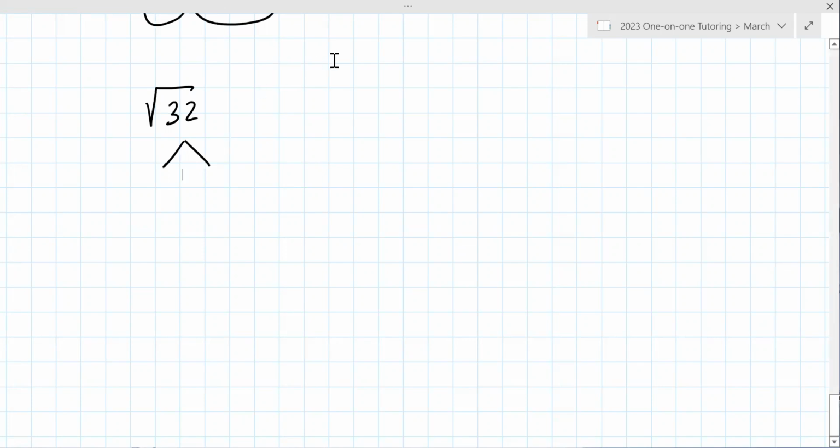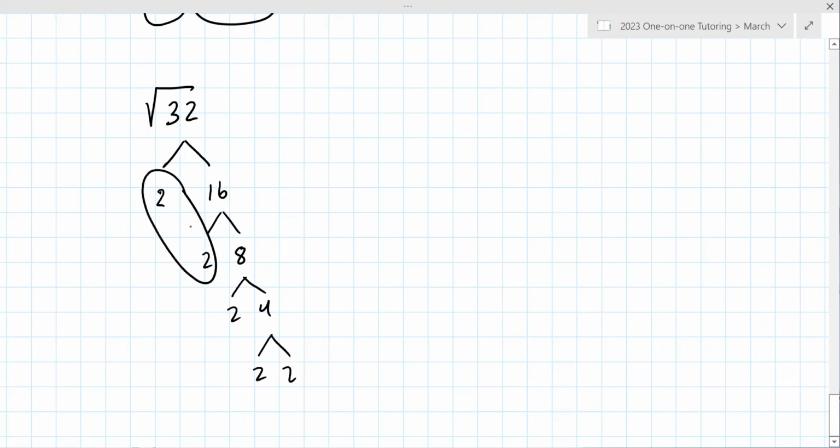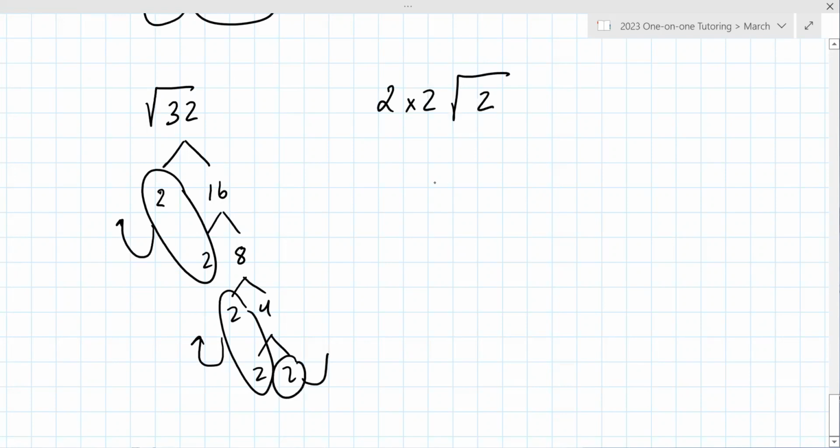How are you doing on this one? Good. Okay. What do you do if you have 2 pairs of the same number? Do you still multiply them? You still multiply them and they still come out. So you circle the pairs. For each one, a 2 comes out. So it's 2 times 2. That's for the ones that come out. Square root of whatever's left over there.